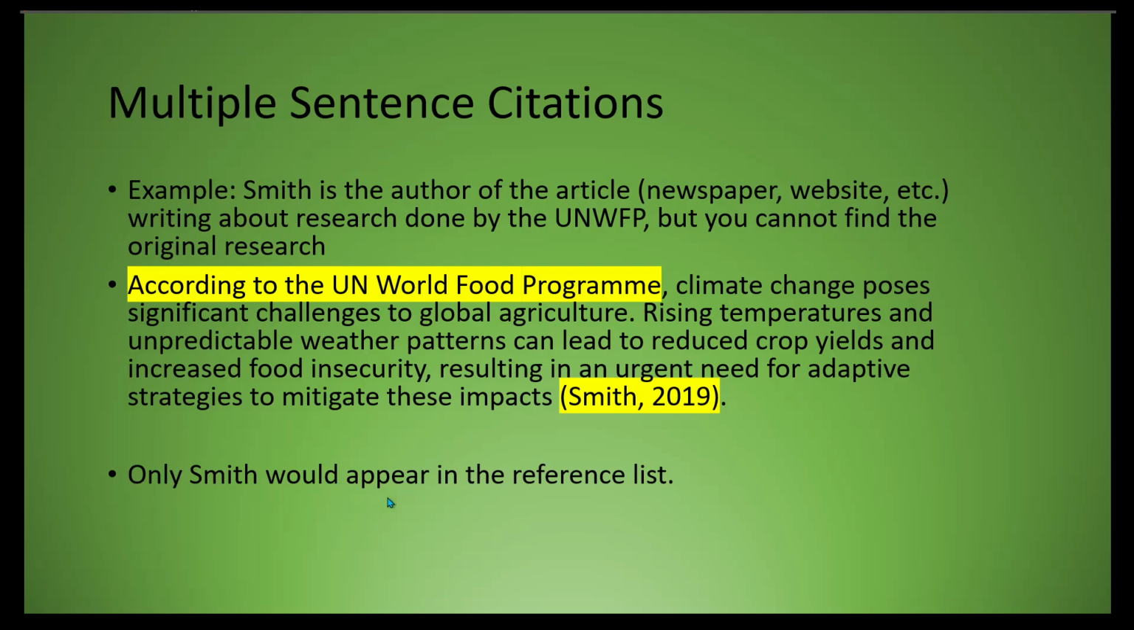Only Smith would appear in your reference list. You would not have a reference to the United Nations World Food Program because you don't have that source. Okay. This is not typically APA 7, but it does reduce ambiguity. And this situation does come up quite a bit.